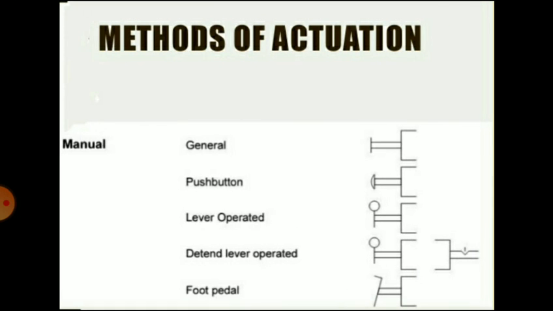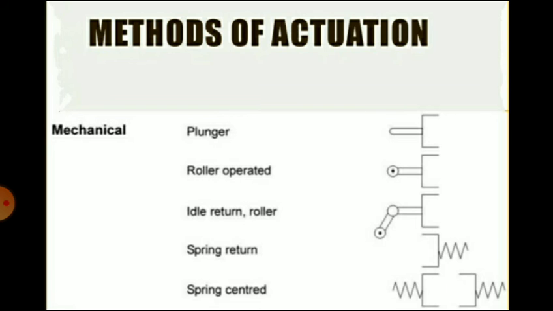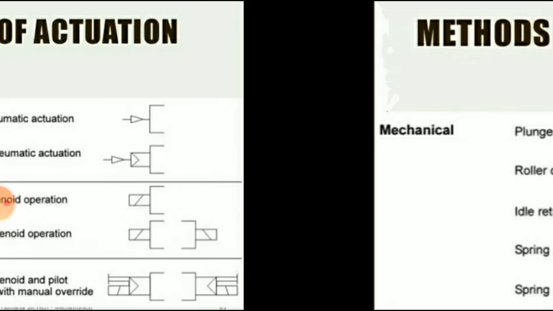So, method of actuation. When the method of actuation is manual, the different actuation methods are generally the push button, lever operated, detent lever operated, and the foot pedal. So these are the manual actuation. Then mechanical actuation: we can use plunger, roller operated, idle return roller, then the spring return and spring centered. So this is mechanical actuation of the valve.